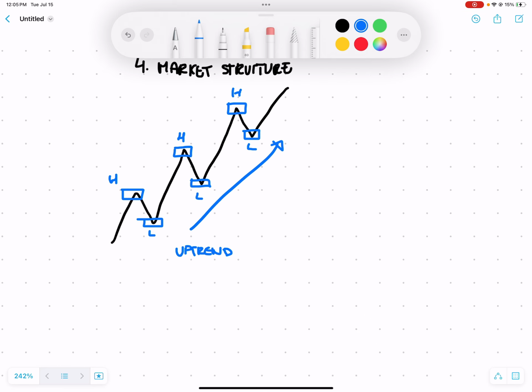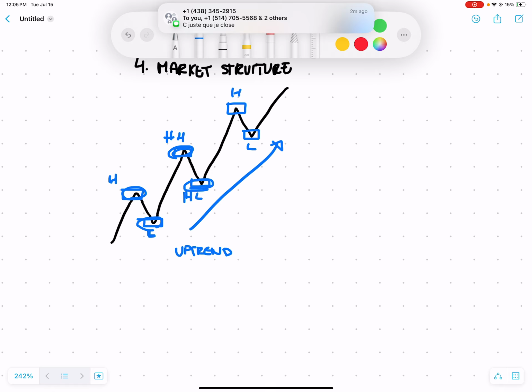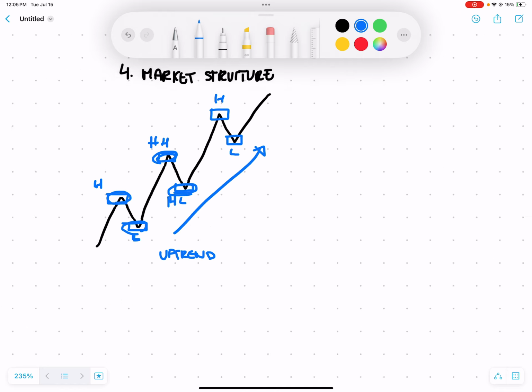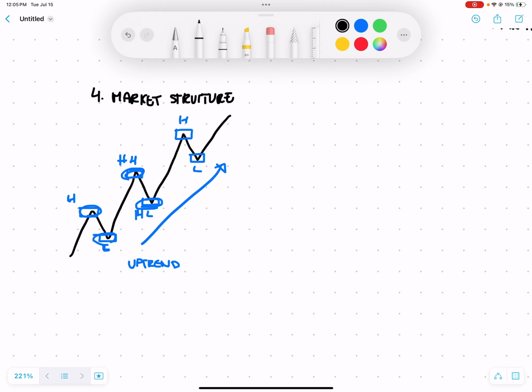Now, what it means when people say higher high, higher low is, let's say this is a high and this is a low. Essentially, we call this a higher high because this high right here is higher than the previous high. And this would be called a higher low because this low is higher than the previous low. That's the only reason why we call it higher high and higher low. And whenever you have higher highs and higher lows, you are in an uptrend. Simple as that. There's nothing else to say about it.